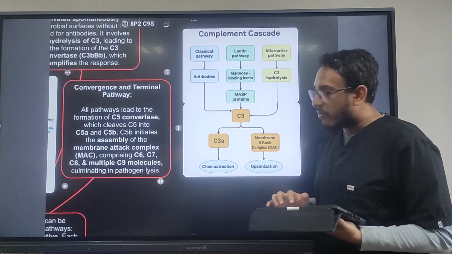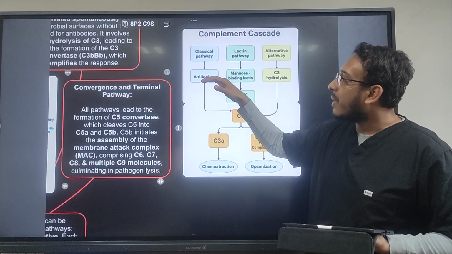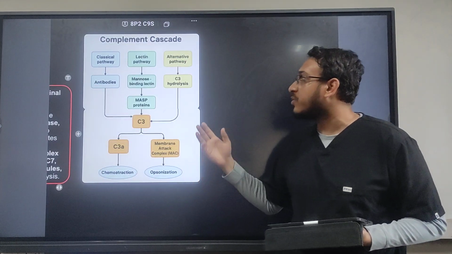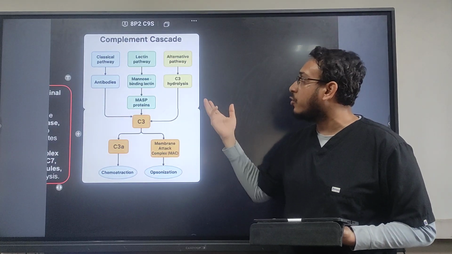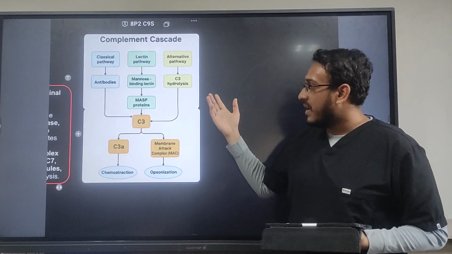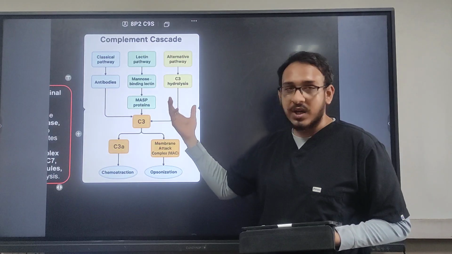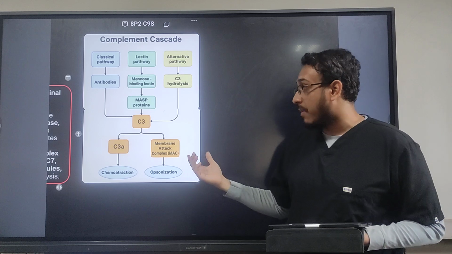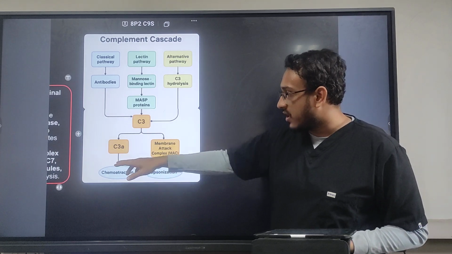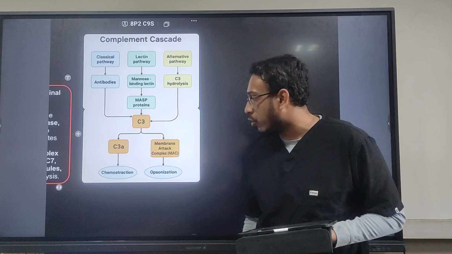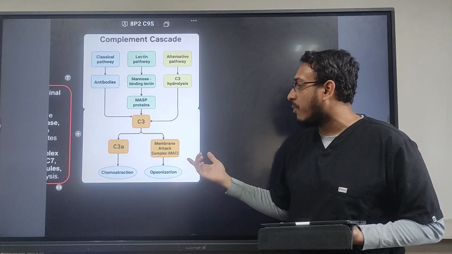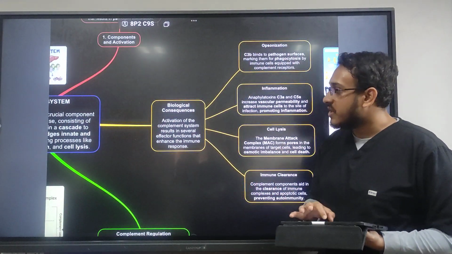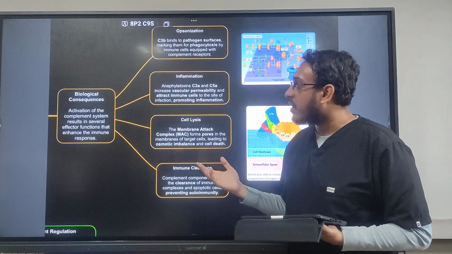So here is a brief overview. We can see the classical pathway forms from antibodies, whereas the lectin pathway involves mannose binding lectin, and the alternative pathway does C3 hydrolysis to form C3. They all converge to form C3, C3a and the membrane attack complex. So the C3a formation will lead to chemotaxis, and the membrane attack complex will lead to opsonization. So we'll see what are the biological consequences of the complement system.